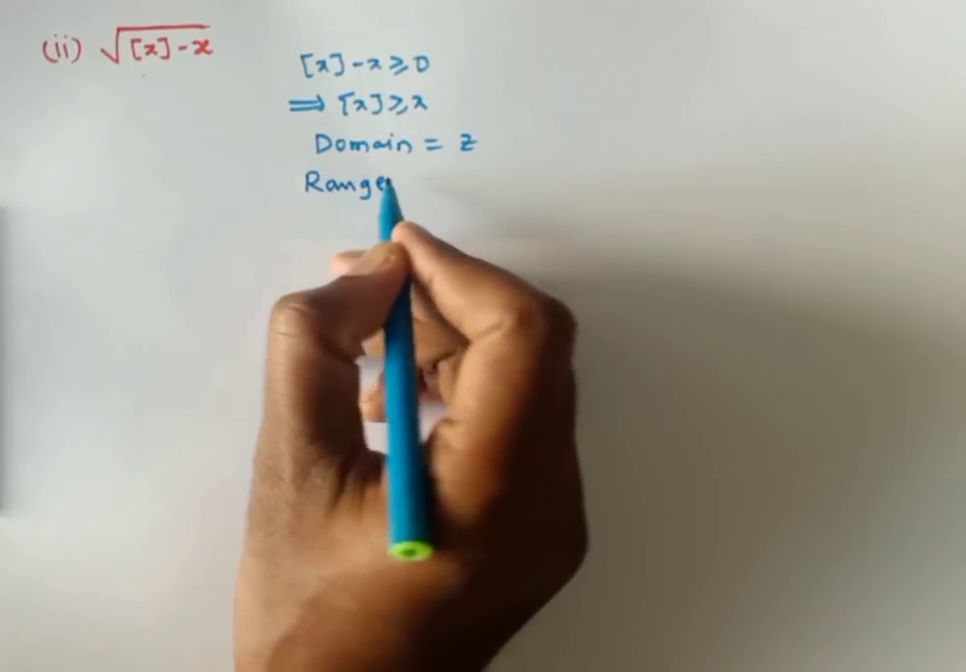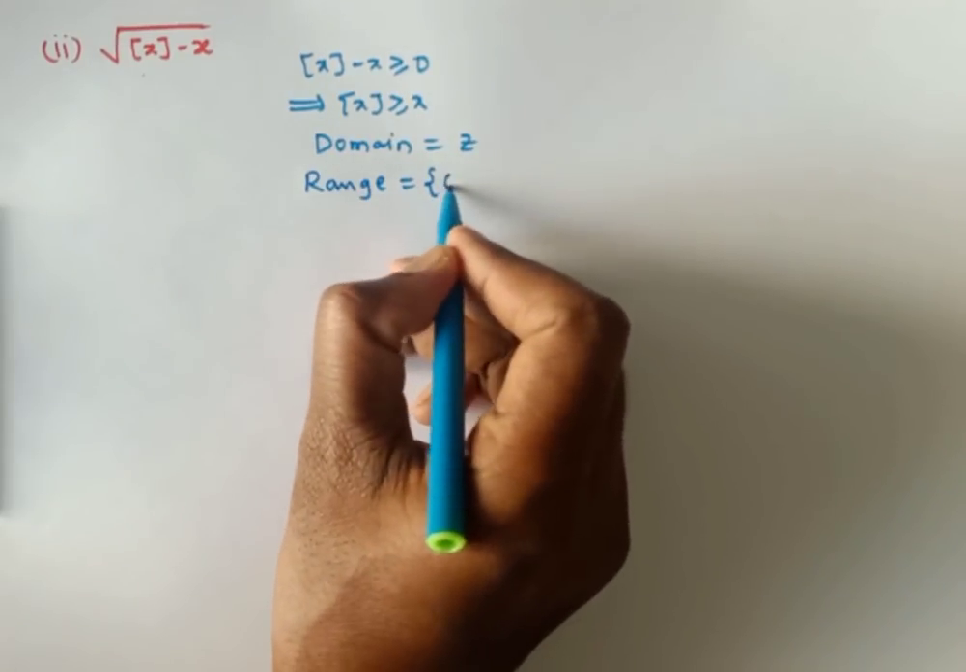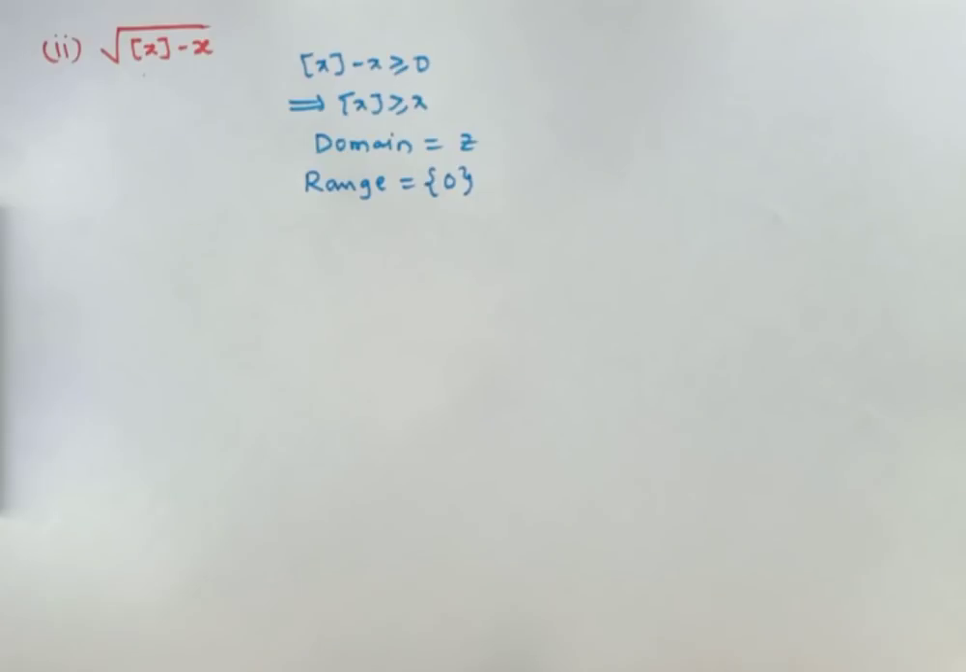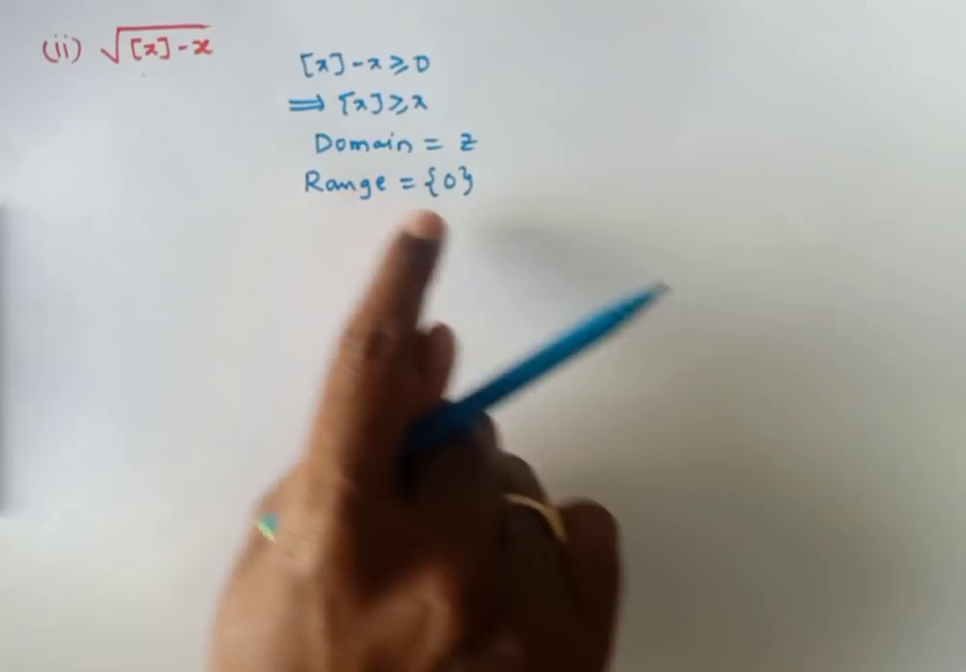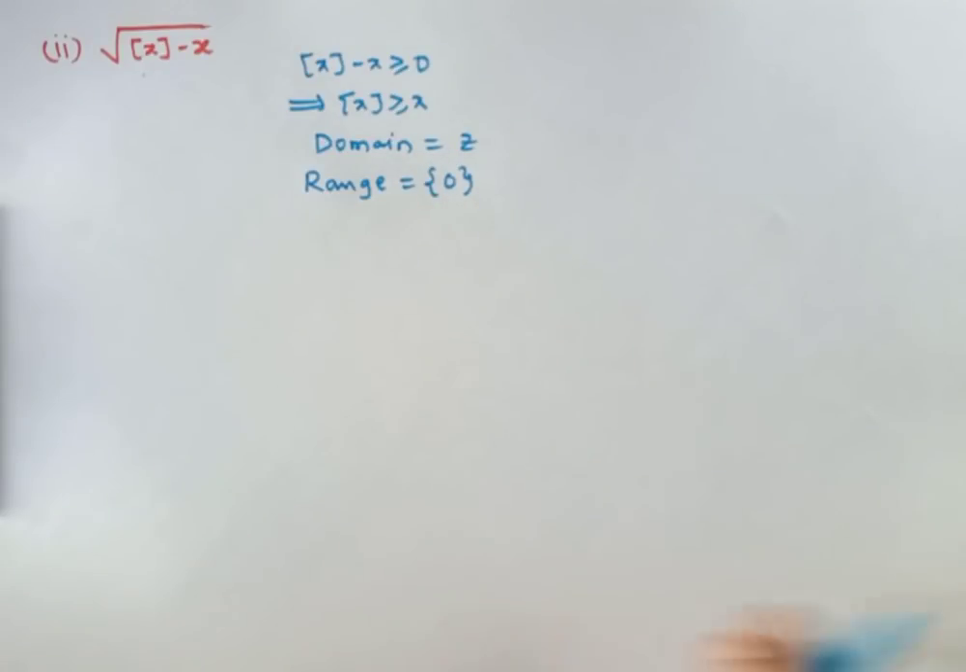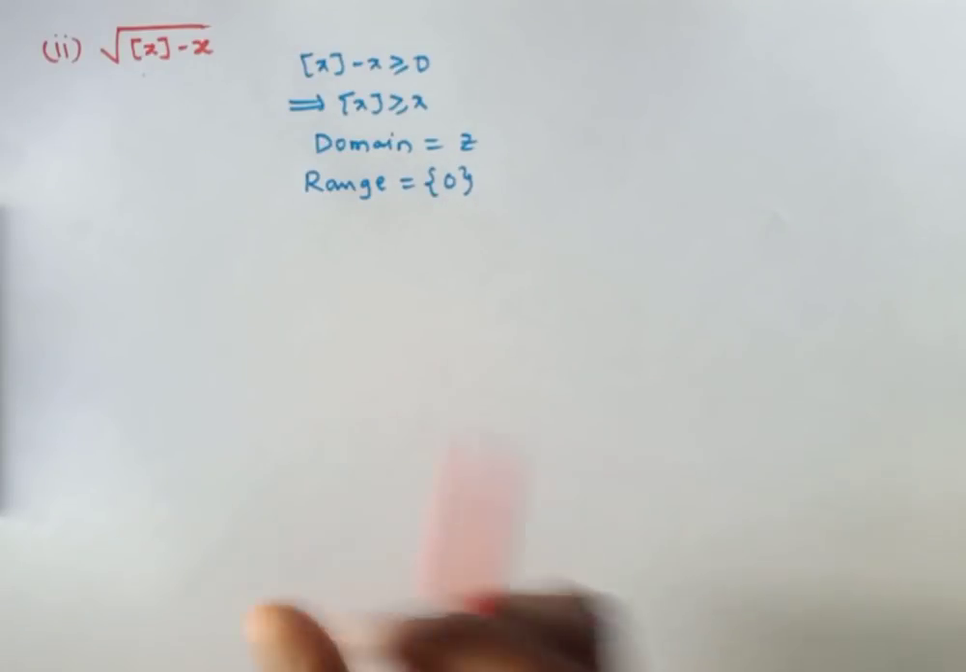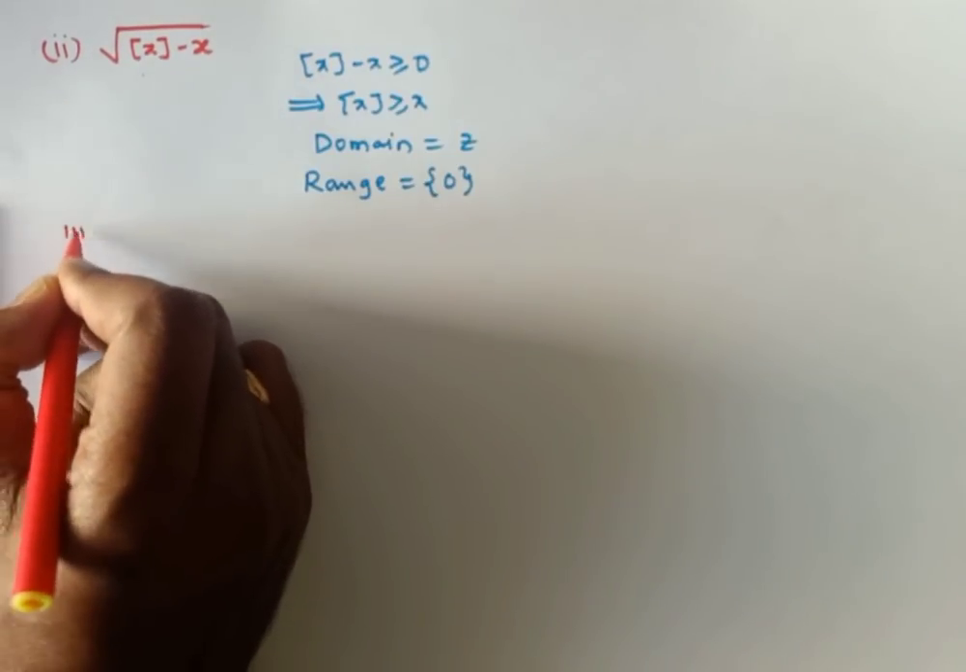So therefore the range contains only one element, that is 0. Means every number is mapped to 0, since it is a constant function. Everything is mapped to 0. అంటే ఏ ఇన్పుట్ ఇచ్చినా కానీ అవుట్పుట్ మాత్రం మనకు 0నే వచ్చేస్తుంది, రైట్? Similarly, one more.